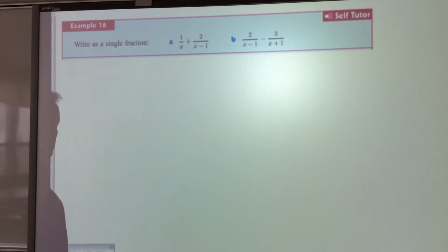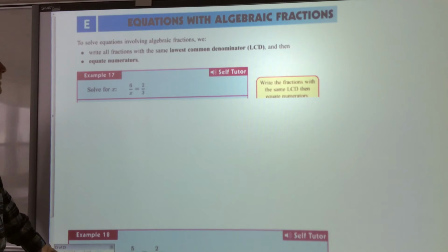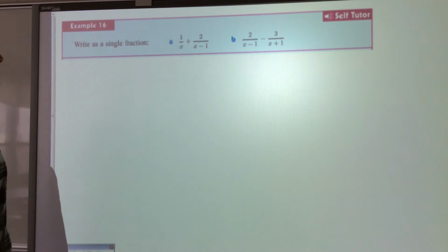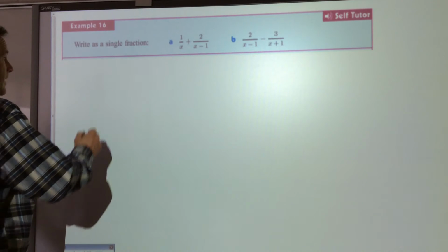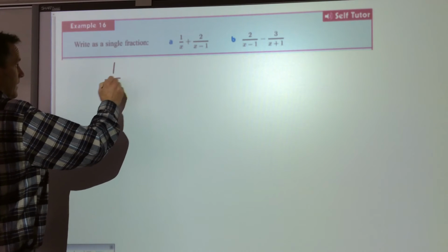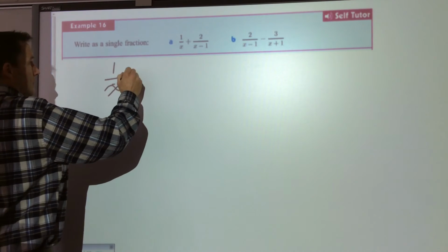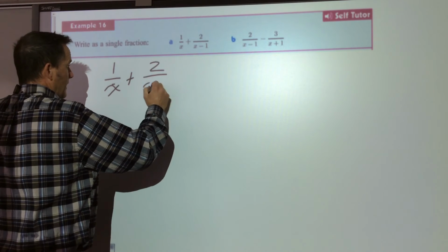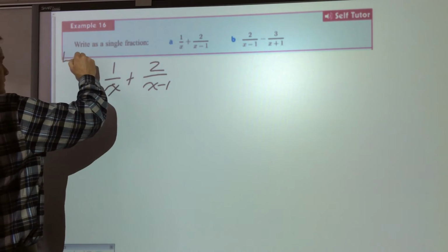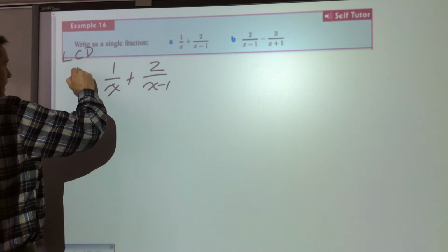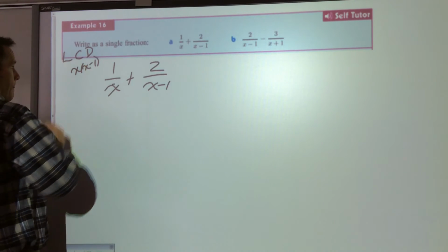Right, is a single fraction. And we'll see how many more examples we've got. E, no. Now we're getting into polynomials, binomials in particular in the bottom. So how are we going to do that? We have 1 over x plus 2 over x minus 1. Well, my lowest common denominator is going to be x times x minus 1.